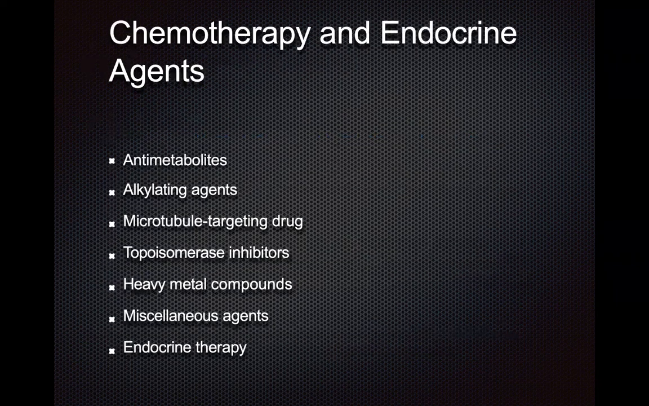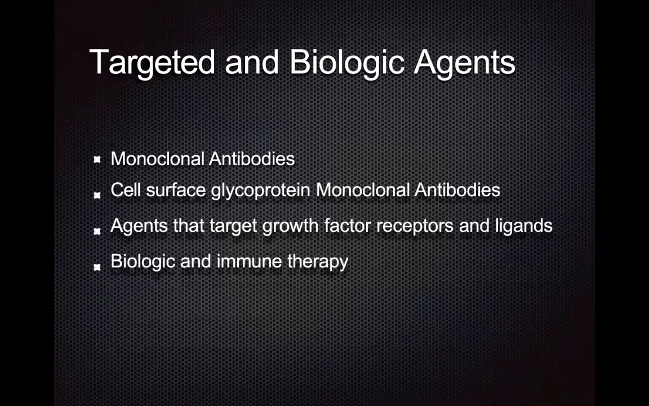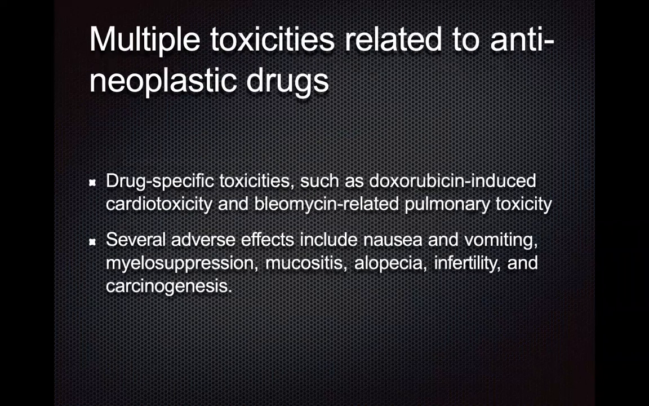So here are the examples. There are anti-metabolites, alkylating agents, microtubule targeting drugs, topoisomerase inhibitors, heavy metal compounds, miscellaneous agents, and endocrine therapy. For targeted and biologic agents, there are monoclonal antibodies, cell surface glycoprotein monoclonal antibodies, agents that target growth factor receptors and ligands, and biologic and immune therapy.